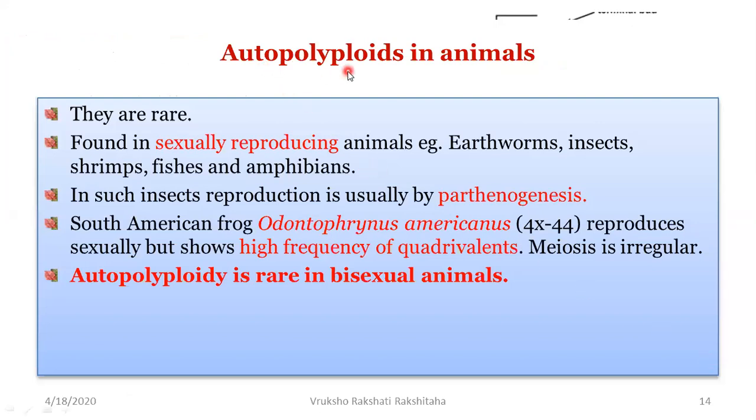Now let us look into autopolyploids in animals. They are quite rare. Autopolyploidy is quite rare in bisexual animals, but it is found in some sexually reproducing animals like earthworms, insects, shrimps, fishes, and amphibians. In such insects, reproduction usually occurs by parthenogenesis. There is one South American frog, Odontophrynus americanus, with 4x equal to 44. It does reproduce sexually, but the irregularity is that there is a high frequency of quadrivalents, and therefore meiosis is irregular.